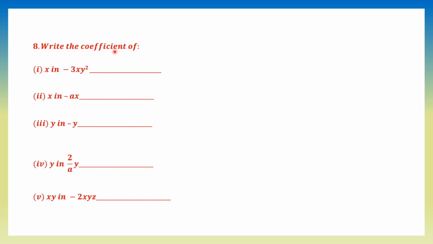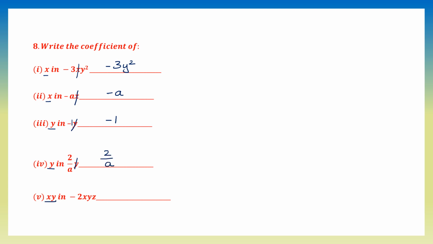Question 8. Write the coefficient of. So each question is different. Let's go through it carefully. First one, coefficient of x in minus 3xy square. So coefficient of x, that means leave out x and write the rest. So it's minus 3y square. Next one, again x in minus ax, leave out x and write the rest, minus a. Now y in this, leave out y and write the rest. So that's minus 1. Again y, so leave out y and write 2 by a.